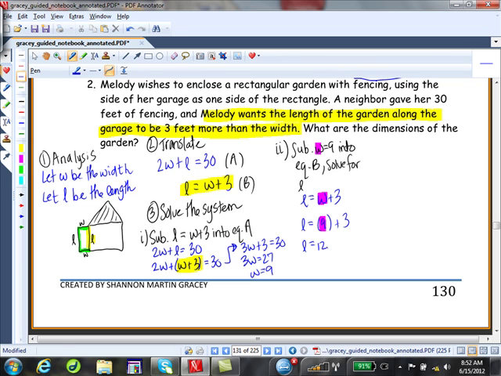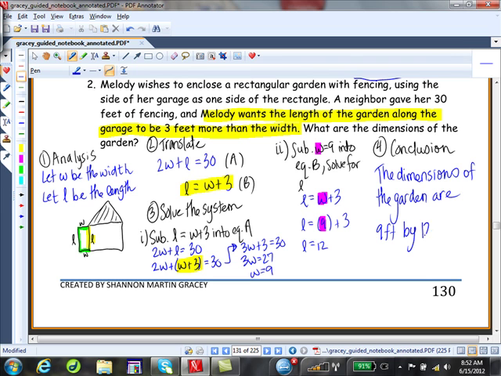Our conclusion. And don't forget your units. This one had units. The dimensions of the garden are, the width is 9 feet by 12 feet. We're all done.